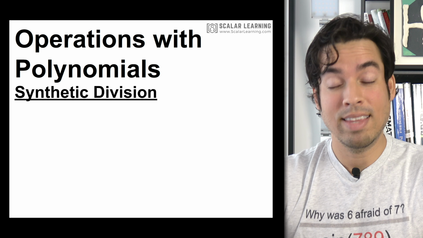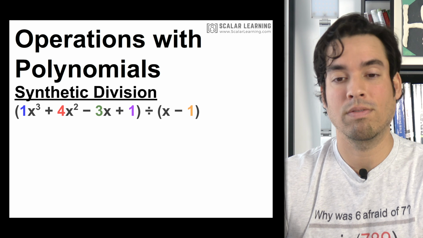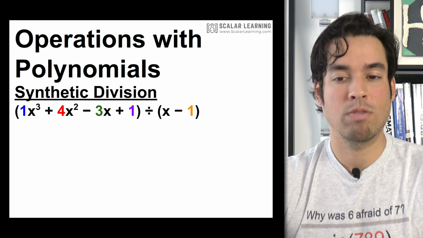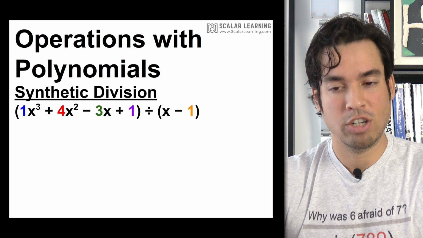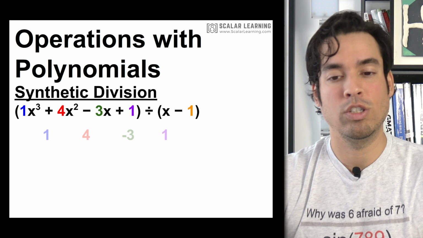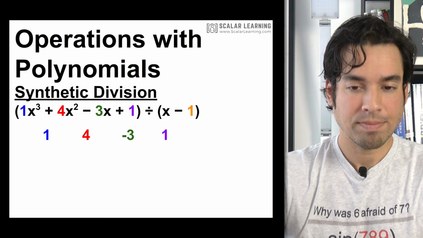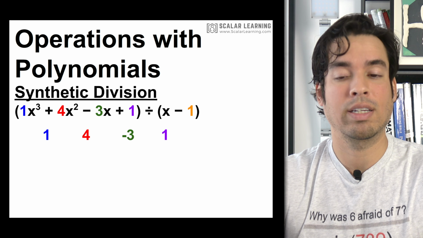Next, let's talk about synthetic division, which does come up, not super often, but it does come up, and this is where we're dividing polynomials. I've got this polynomial here, x cubed plus 4x squared minus 3x plus 1 divided by x minus 1. So here's a little refresh on synthetic division. What you do is we drop all the coefficients from that original polynomial. Okay, I got a 1, I got a 4, I got a negative 3, and I got a positive 1.